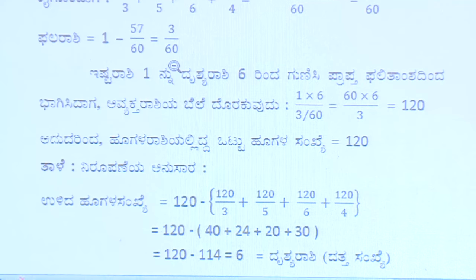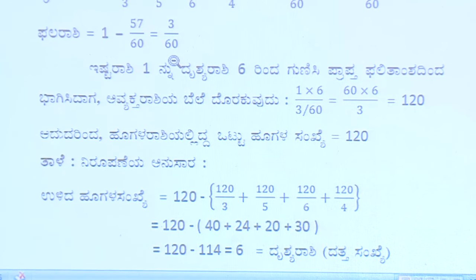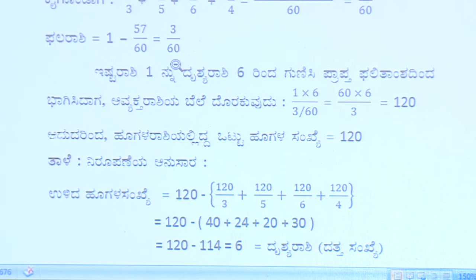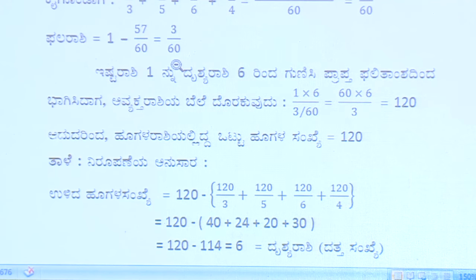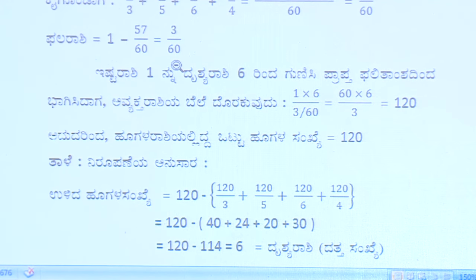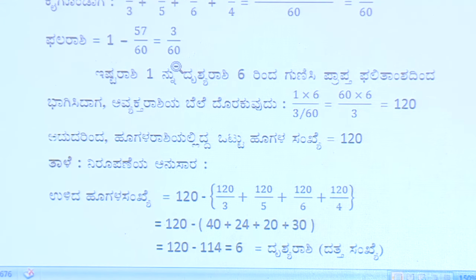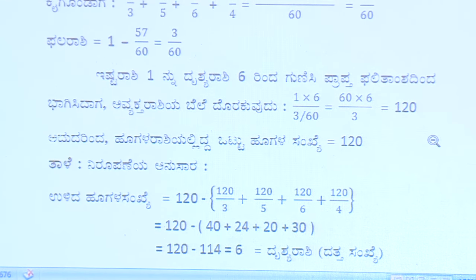So, as per the Ishta Karma, Ishta is 1, Drishya is 6, multiply Ishta by Drishya, divided by the result of the thing. 1 into 6 by 3 by 60. So, you will get 1 into 6 by 3 by 60. When we simplify it, you will get 120. So 120 flowers. Now you can verify.